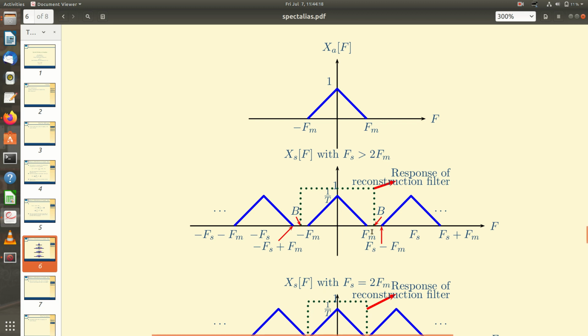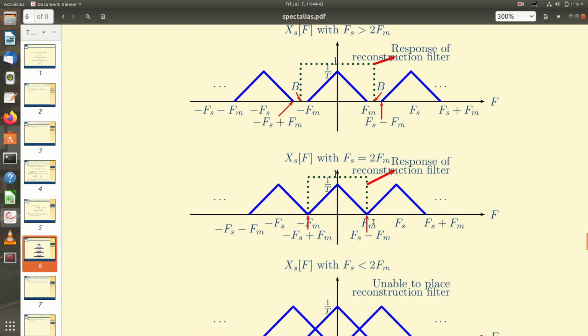Since this B is greater than Fm, and there is a separation between the two spectra here, I can conveniently place a filter above Fm and less than Fs minus Fm. So I can conveniently filter this signal out and perfectly reconstruct my original signal.